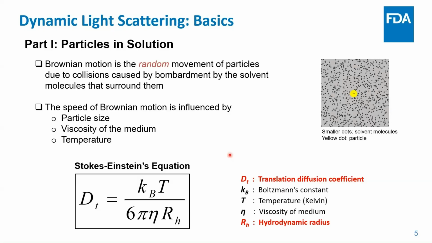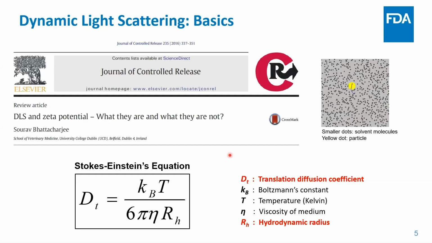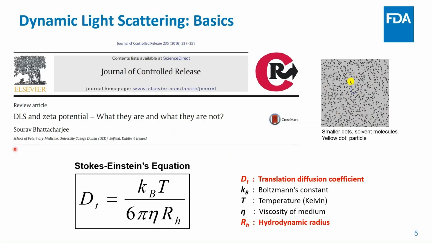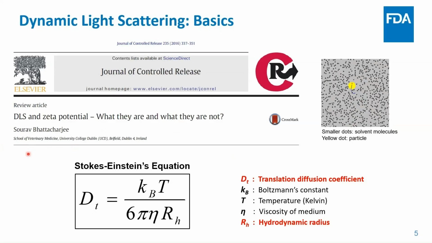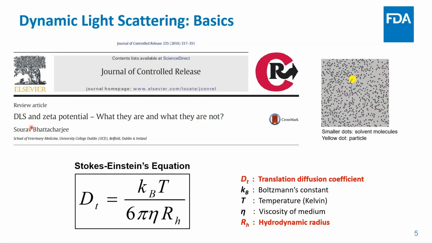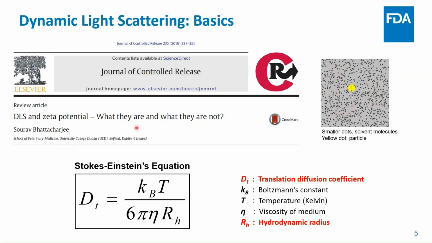And so I'm just going to throw a random plug for a paper that I really like here. This will be in the references on the slide list, but this paper from the University College Dublin's veterinary medicine school has a really nice description of DLS and zeta potential. And I just love the title here: what they are and what they are not.